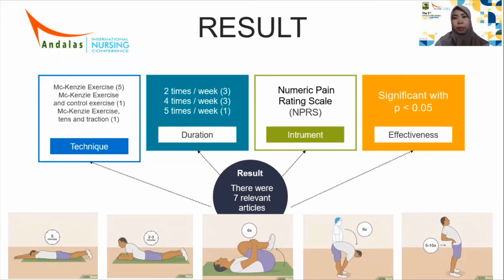And the instrument used the numeric pain rating scale, or NPRS, for all articles. And effectiveness: all articles show a significant effect with a p value of 0.05.